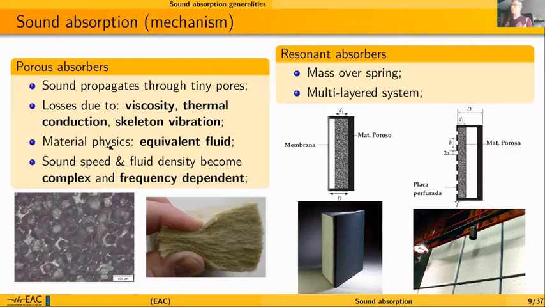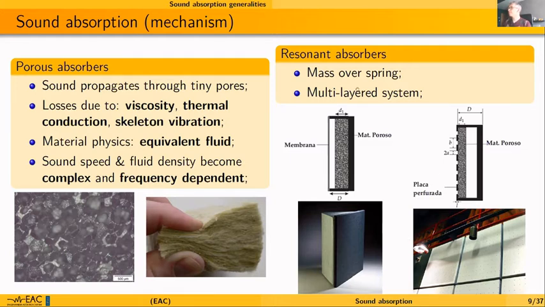Usually we model this kind of material with the physics of an equivalent fluid, which means that we specify sound speed and fluid density that become complex and frequency dependent. And with those values, we can actually calculate the sound absorption of the material. This is just a basic idea.